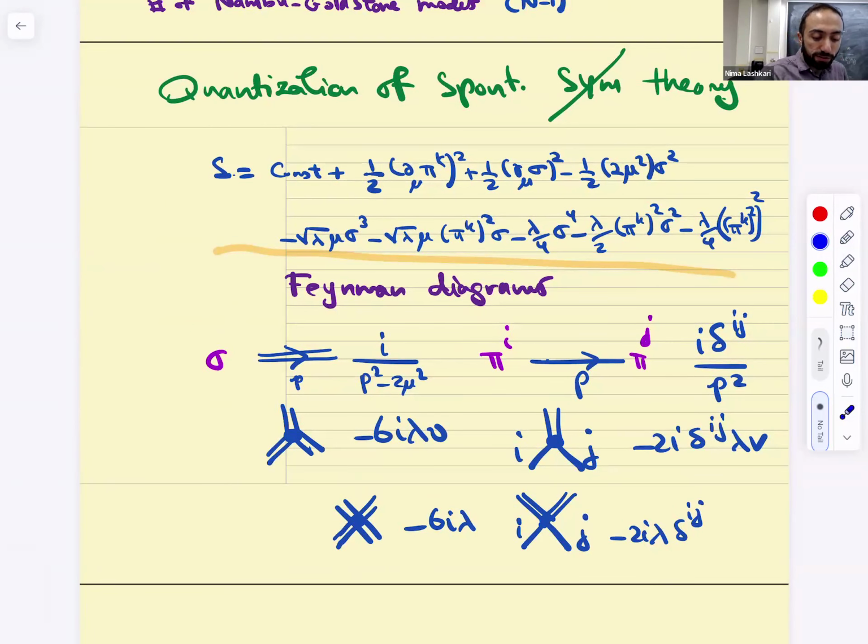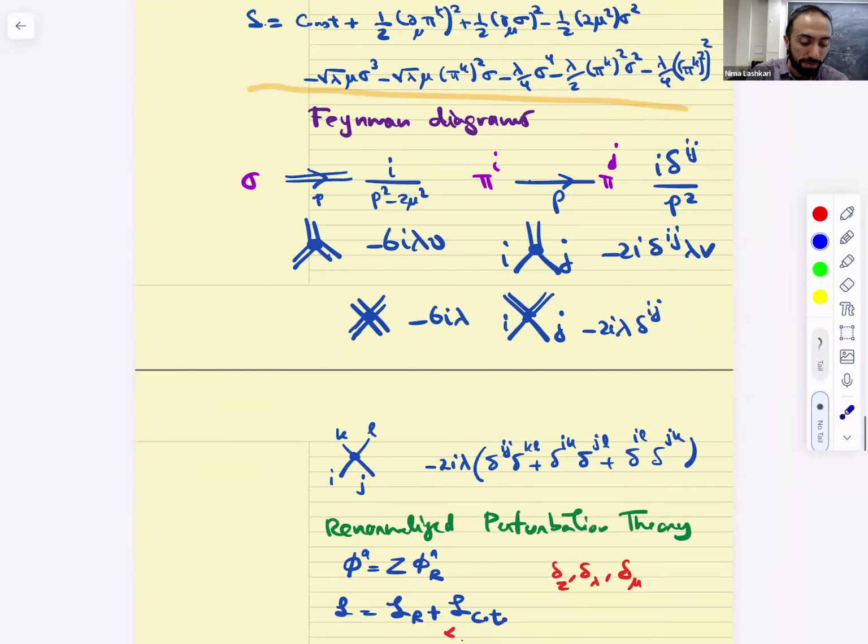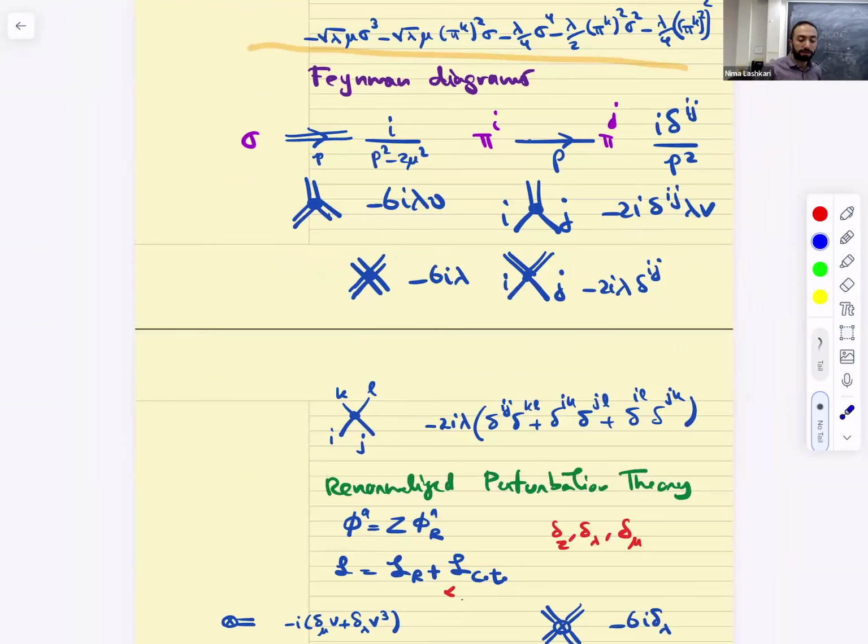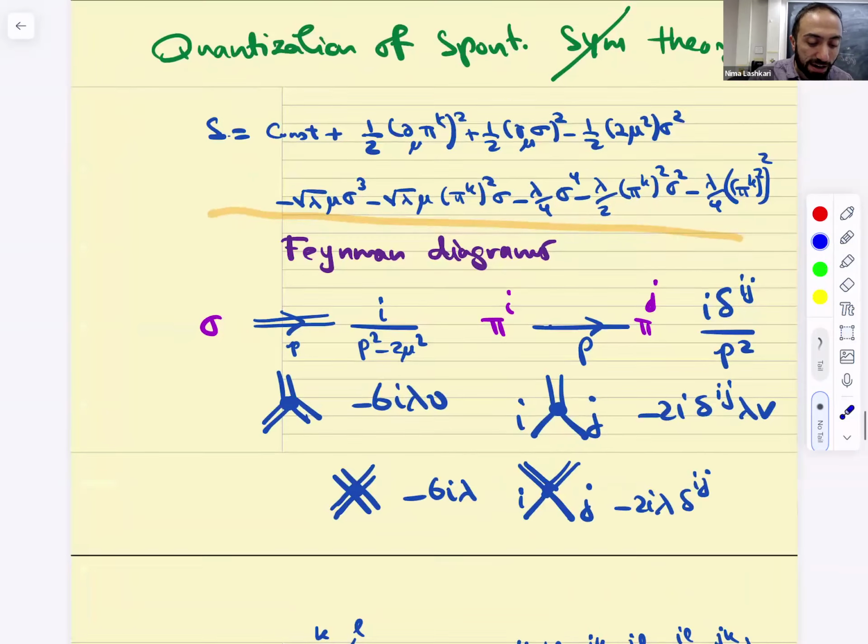What you need to do is plug into your action v plus sigma of x, and then there was pi of k. So you end up with an action that looks like this, right? But then there will be the counter terms. What I've written down here are the Feynman diagrams associated with it. Let's first forget about the counter terms for now.